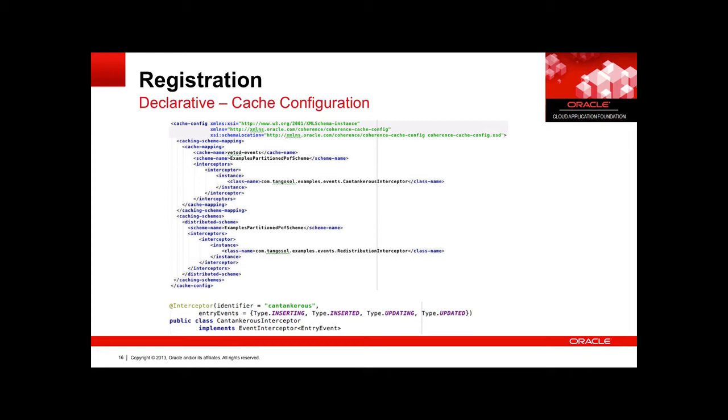If I take a look at the cantankerous interceptor, we can see that it's annotated now, and the annotation defines that it has an identifier of cantankerous, and this means that if I get a handle to the interceptor registry at some point in the future, I can have the particular instance returned to me via this identifier. We can also see that the cantankerous interceptor is not concerned with removed or removing events, and therefore it defines all the other events it's interested in.